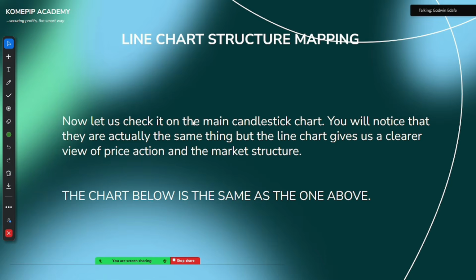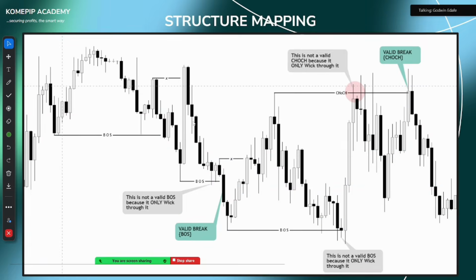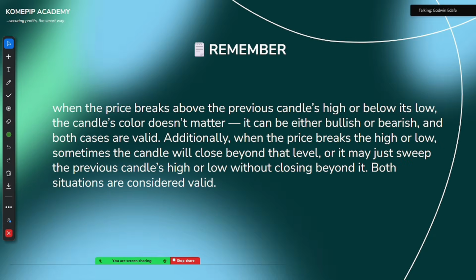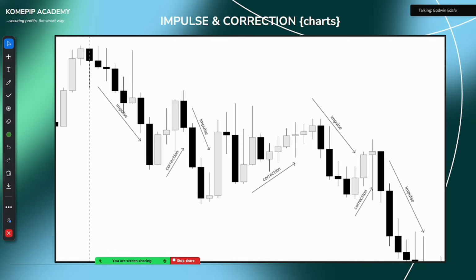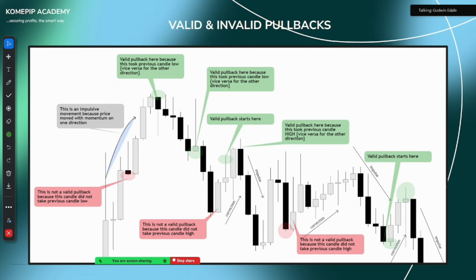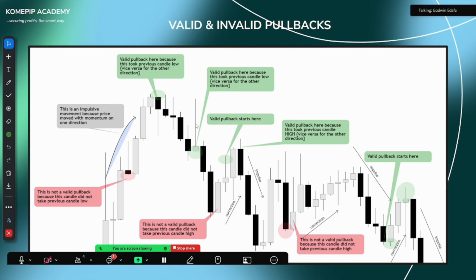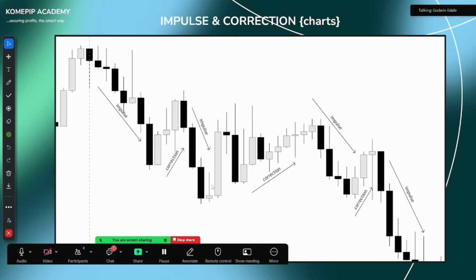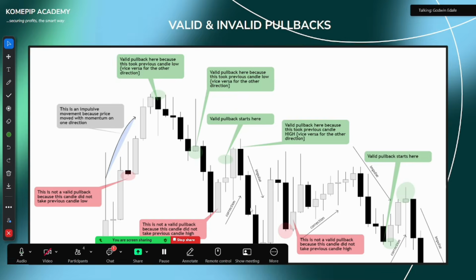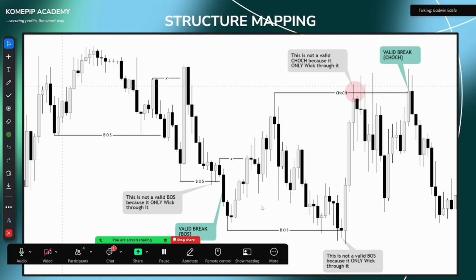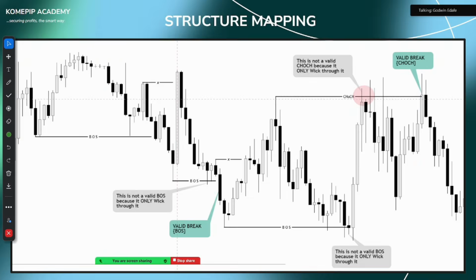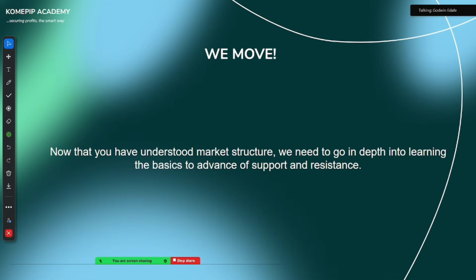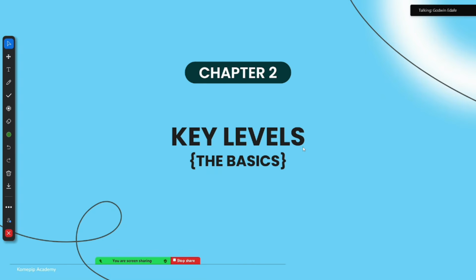We talked about structure, structure mapping, structure as a break of structure, structure identification, and we talked about valid and invalid pullbacks, which are very, very important for our learning. Today we're going to delve into the major aspect of trading this strategy, which we call the key levels. And the key levels are the basics.